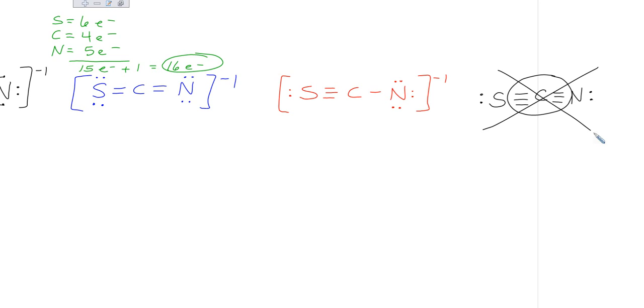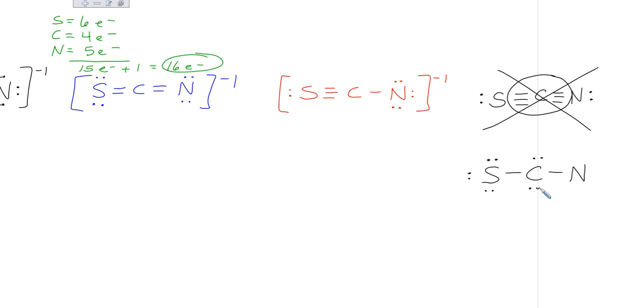Another option. I'll see this sometimes. What if somebody did 2 singles? What if you did something like this? And then we'll load them up, give them octets. Sulfur's all set.